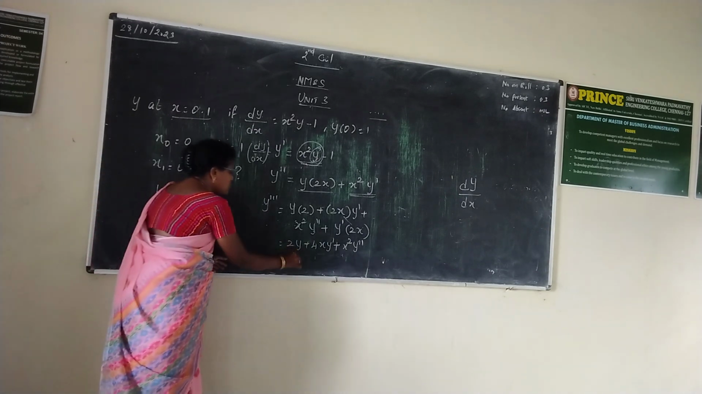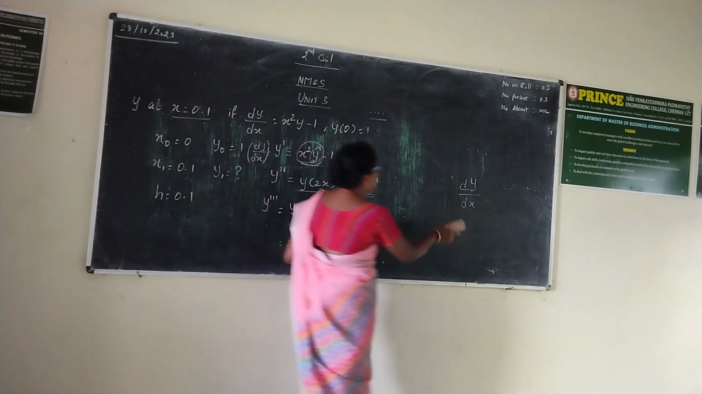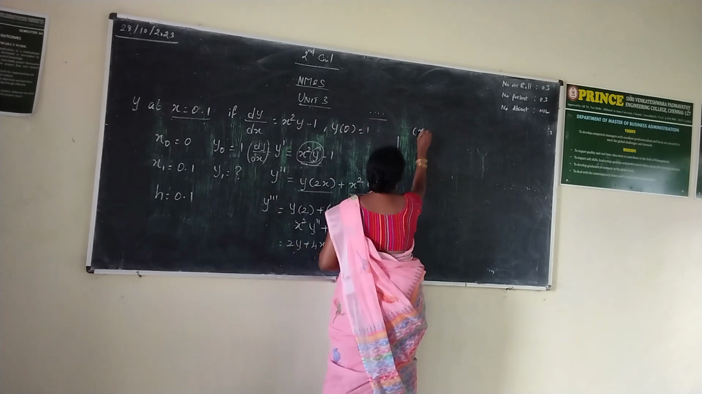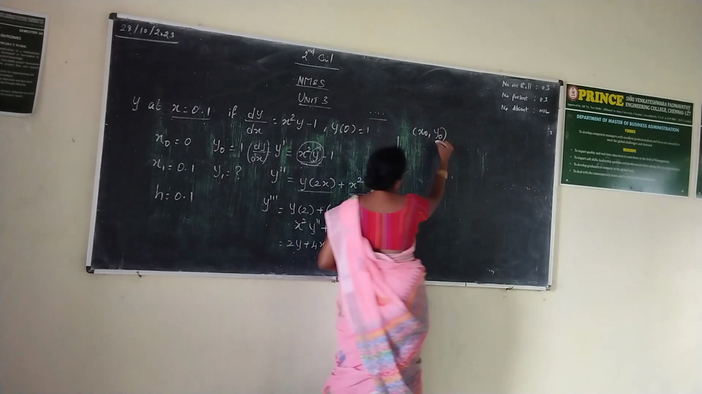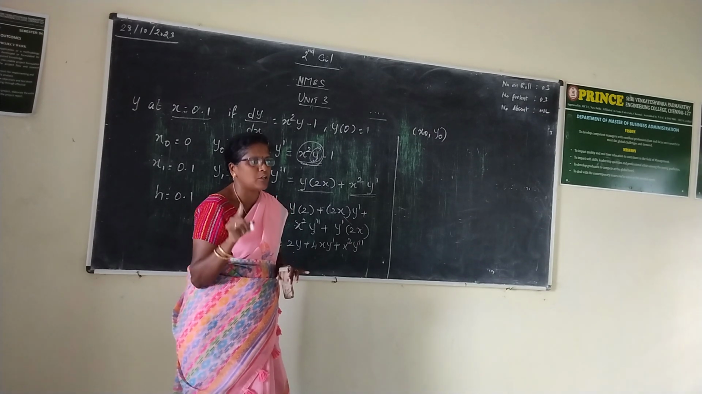So this is the first column you are going to make. In the column, what you are going to find is the corresponding derivatives at the point x0, y0, because in the formula we need y0 dash, y0 double dash, y0 triple dash.